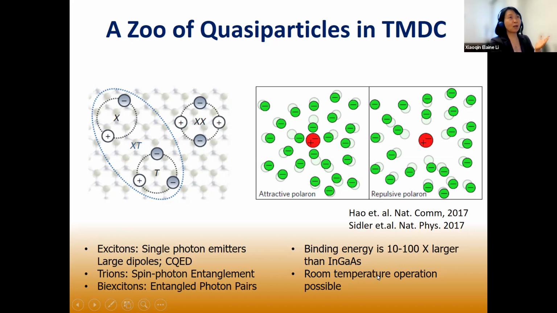counterpart. One reason is that the Coulomb field of the bound electron-hole pair can now extend outside the 2D material. They're not screened, making the binding energy stronger. And as I mentioned already, the binding energy for the exciton, for example, is on the order of 200 meV, making them absolutely stable at room temperature. So a lot of these phenomena can now be explored at room temperature.